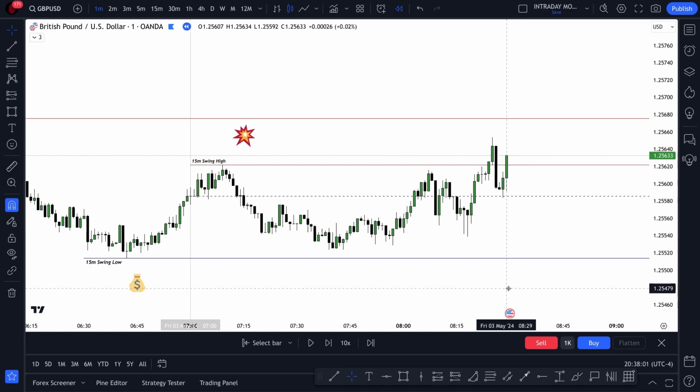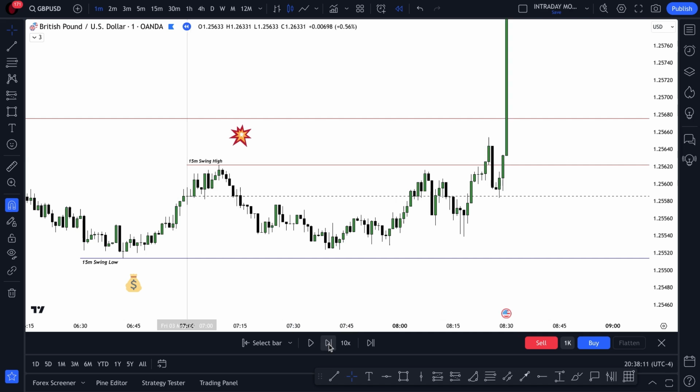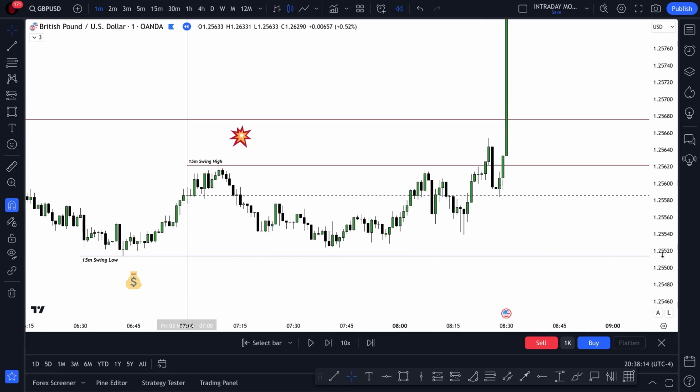So we're looking for a fair value gap that runs through a swing low, and the swing low resides inside the fair value gap. Sounds like a lot, but it's very simple when you see it. So play it forward. So 8:30, we could see price takes off even further.